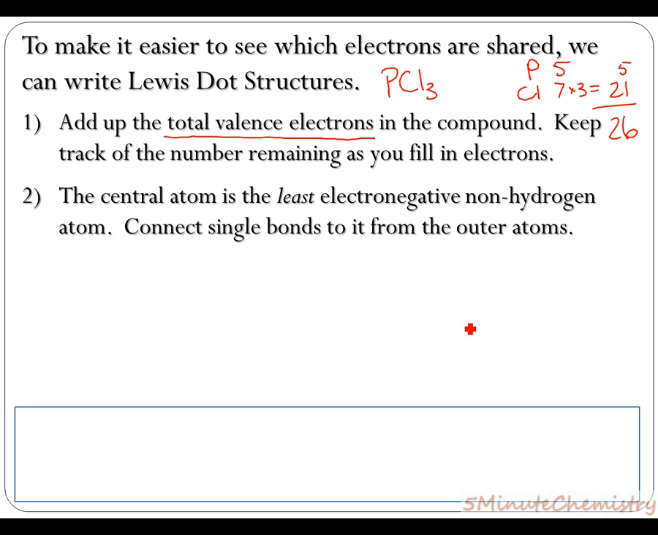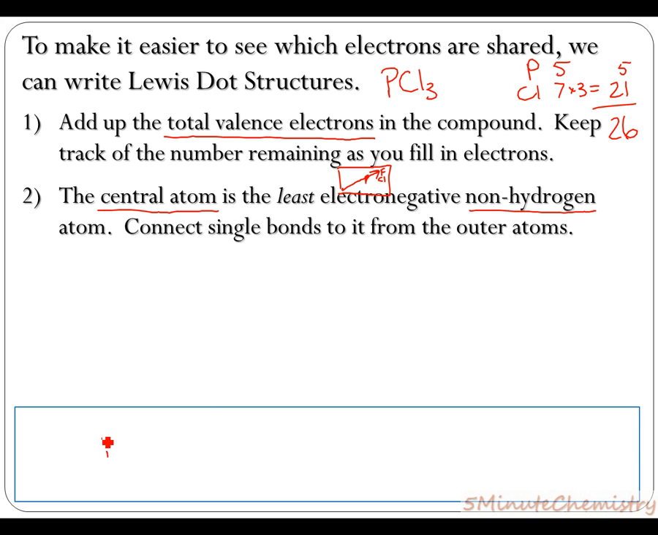Our second step is to identify the central atom. The central atom is our least electronegative non-hydrogen. This is important: hydrogen only has 1 valence electron, so it's not going to make a good central hub of these covalent bonds. If I compare these two, we think back to our general trend. On the periodic table, electronegativity increases from the bottom left to the top right, stopping at fluorine. Chlorine is here, phosphorus is found here. We know that phosphorus is the less electronegative of the two.